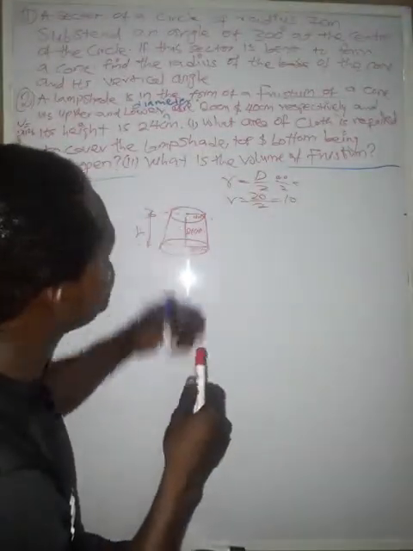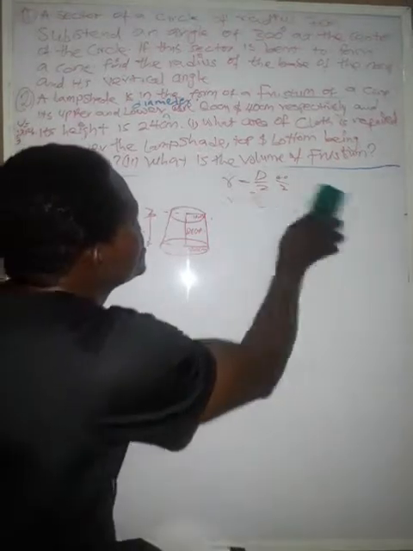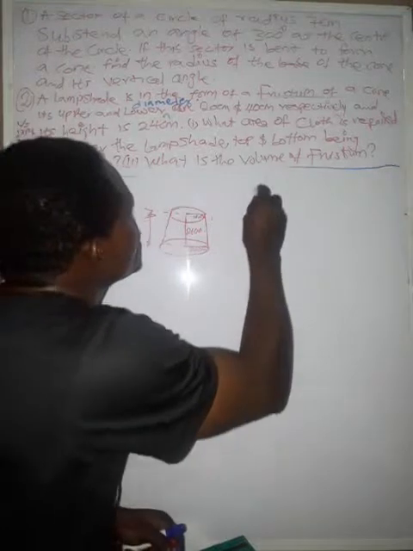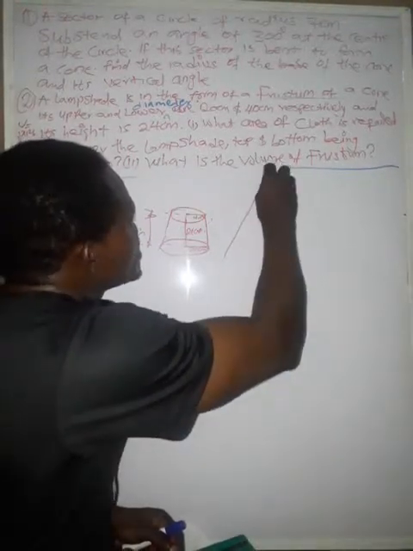So how do we now do this one? I will now proceed by drawing a complete cone. So which means I'm having this now. Just watch.